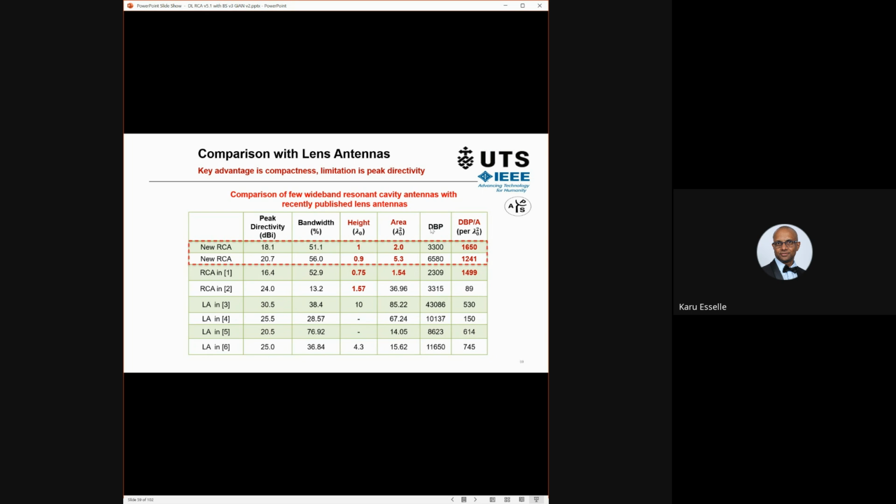So when you divide the directivity bandwidth product or gain bandwidth product by area to make it unitless, you can see good resonant cavity antennas got gain bandwidth products or directivity bandwidth products well above 1000, and lens antennas are much less. So that's the biggest difference in performance between these two types of antennas. They are not competitive, they are more like complementary, depending on the application.